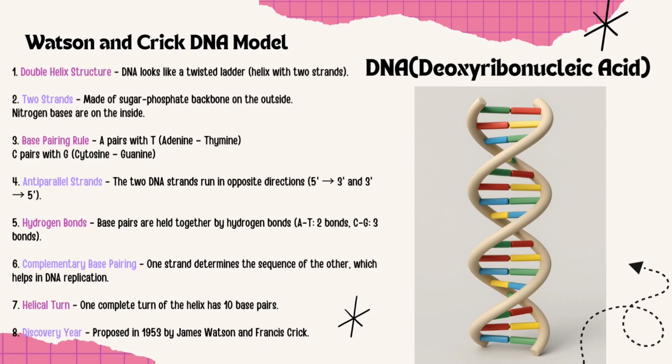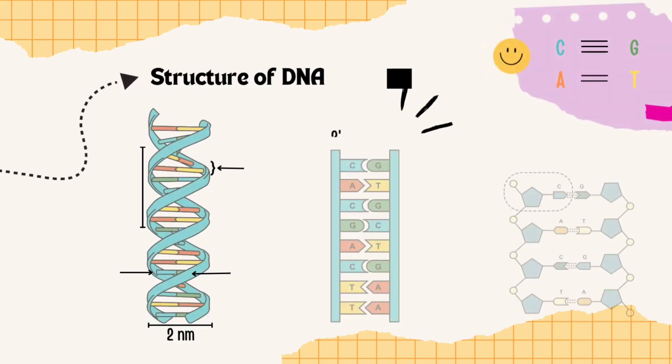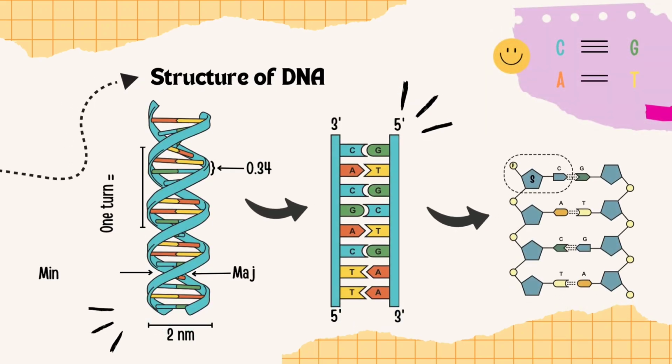These strands are antiparallel in nature. One strand runs from 5 prime to 3 prime, then another will run from 3 prime to 5 prime. The one helical turn is made up of 10 base pairs and it measures about 3.4 nanometer. So the distance between two base pairs is 0.34 nanometer. Each turn has one major groove and minor groove. The diameter of the DNA is 2 nanometer.